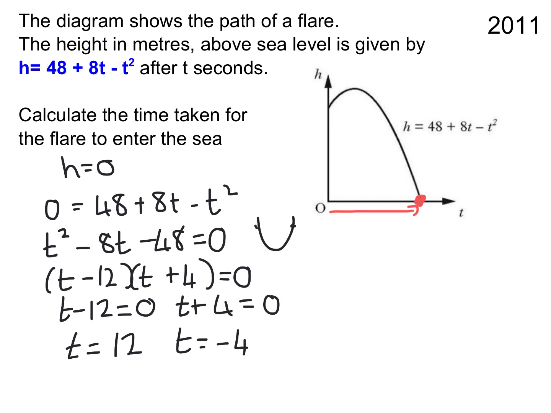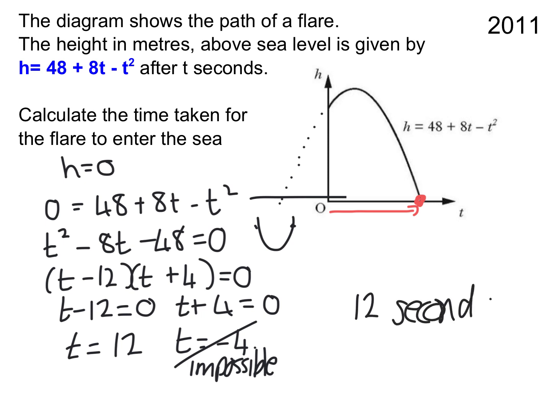Now, one of these is no use to us. The minus 4 actually comes from this part of the diagram, which goes backwards. In this scenario, we can't have a negative time, so that's why there's nothing to that part of the picture. So what we do is we cross that one out and we say that that's impossible. You might want to write discard or not this one, something along those lines. And the conclusion says the time taken for the flare to enter the sea, well, the time taken is 12 seconds for my conclusion.